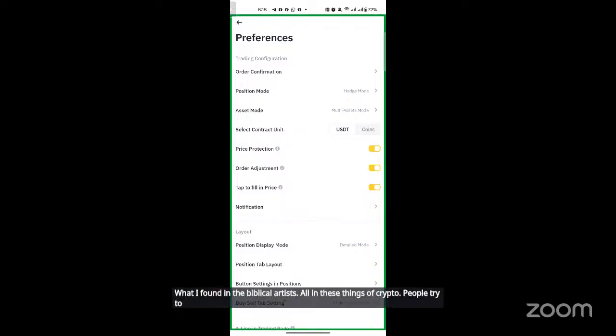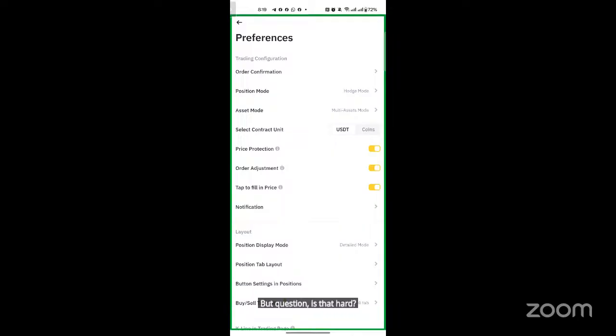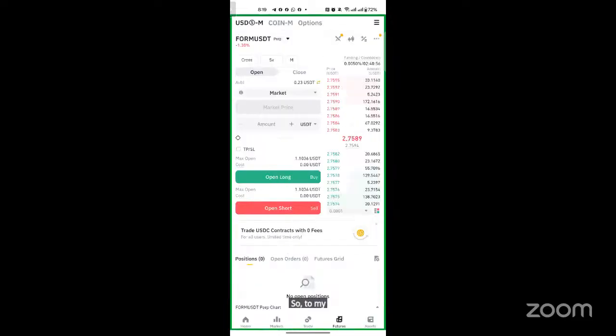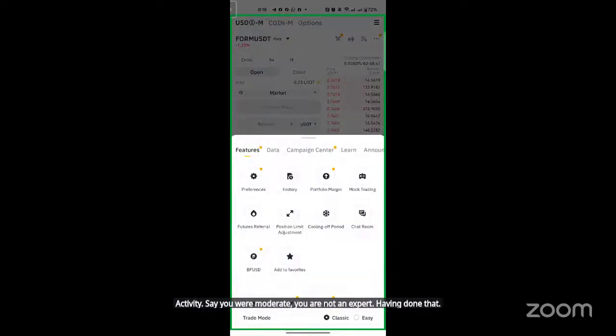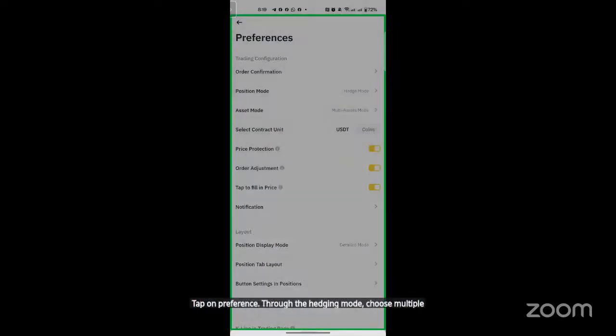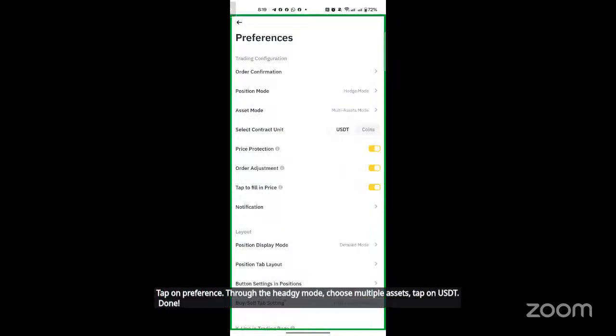Let me tell you what I found in the crypto world: people try to pretend to make these things look hard. But question, is that hard? I come to my Royal Q, to my exchange. I tap on the futures account. If you are new, you'll get a pop-up message. Accept, say you are moderate, you are not an expert. Having done that, come here, tap on preference, choose hedge mode, choose multiple assets, tap on USDT. Done. Is that hard?